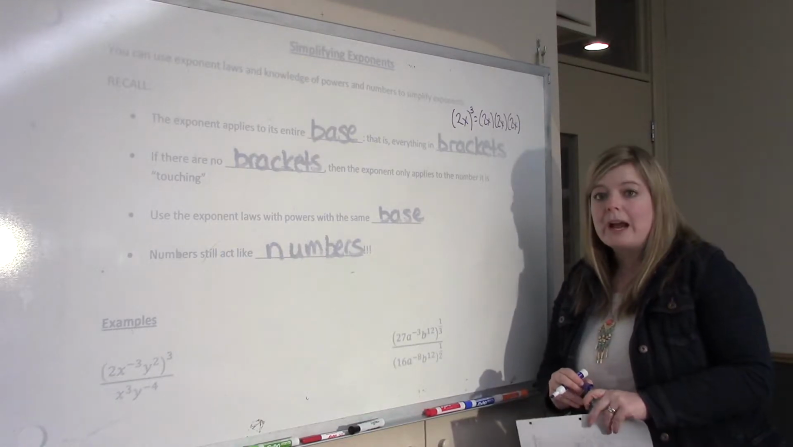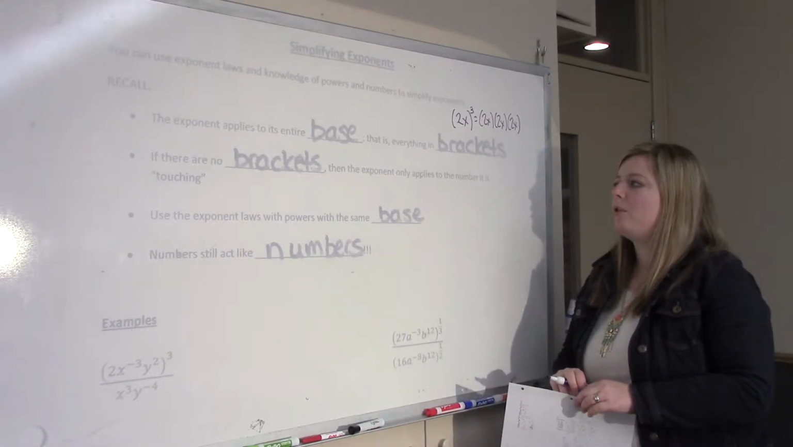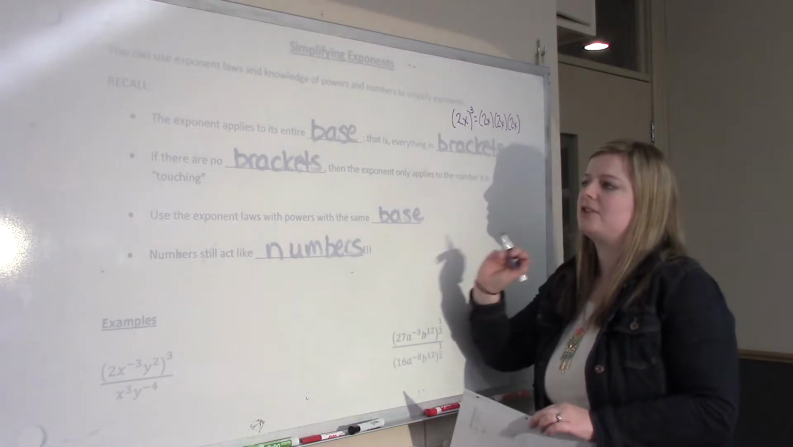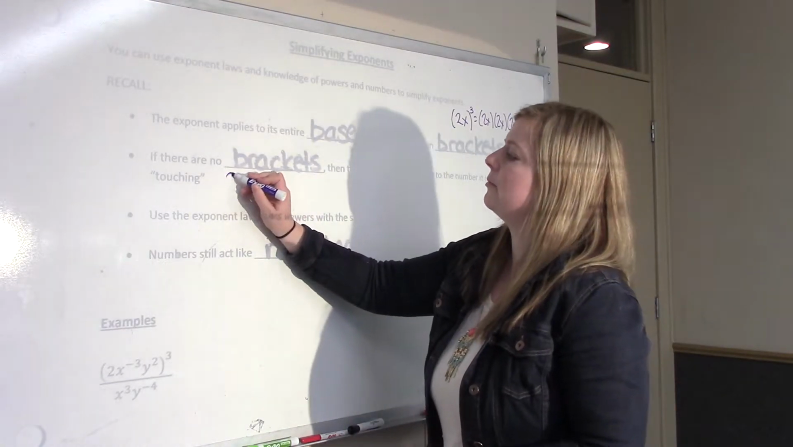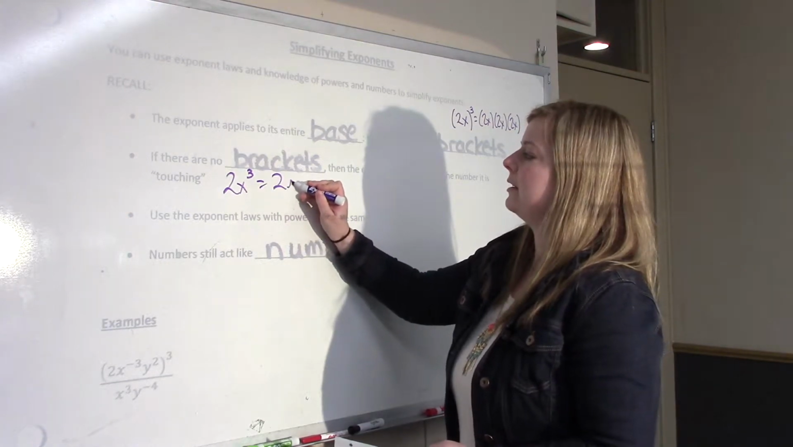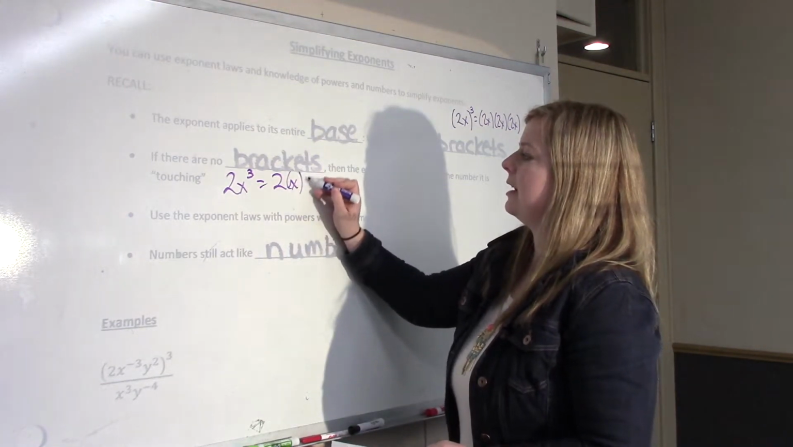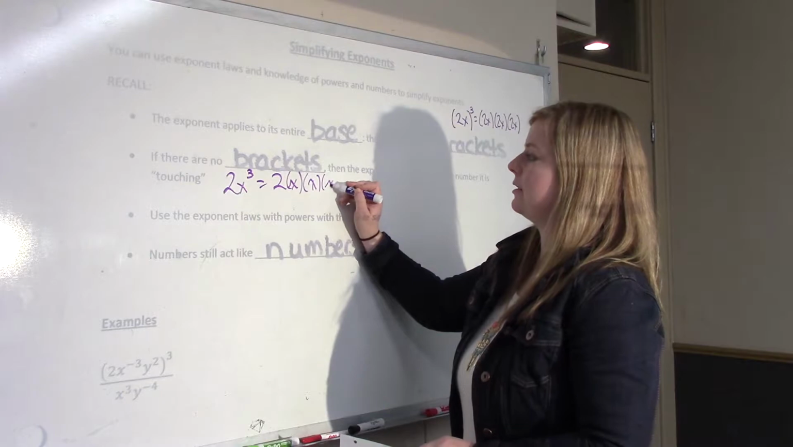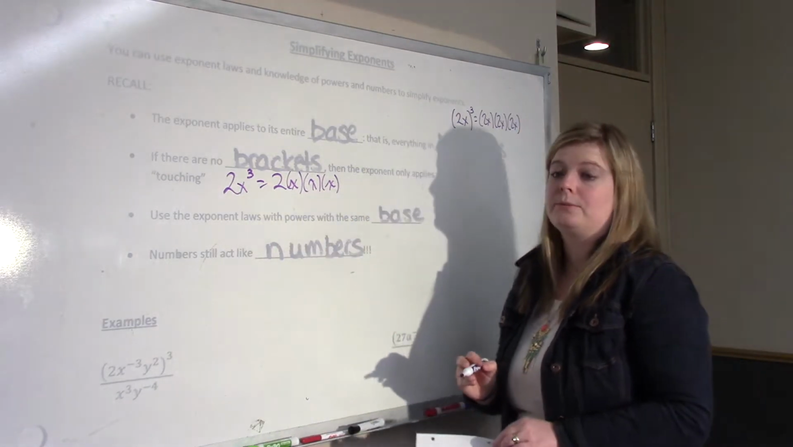If there are no brackets, then the exponent only applies to the number it is touching. So let's say we have 2x cubed with no brackets. That would just be 2 times x times x times x. So 3 x's, but only one 2.